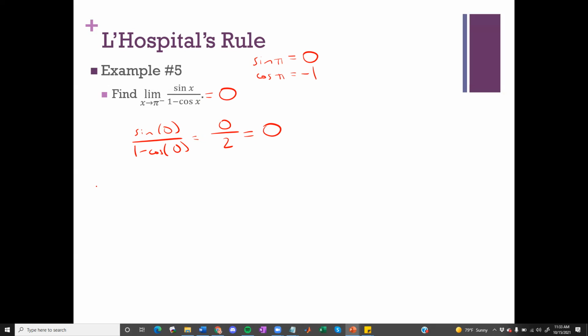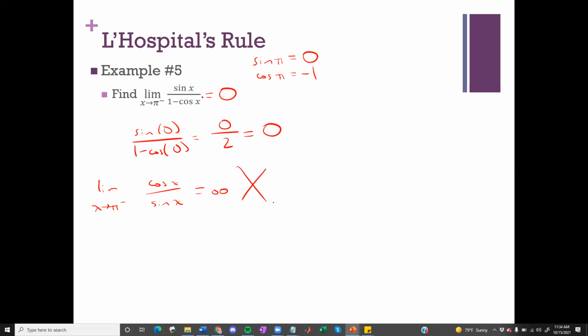But if I did do this, the limit as x approaches pi from the left of cosine of x over sine of x, that would lead you to believe that you're going to get -1 over 0. That would look like it's going to be infinite, right? So just a caution here.